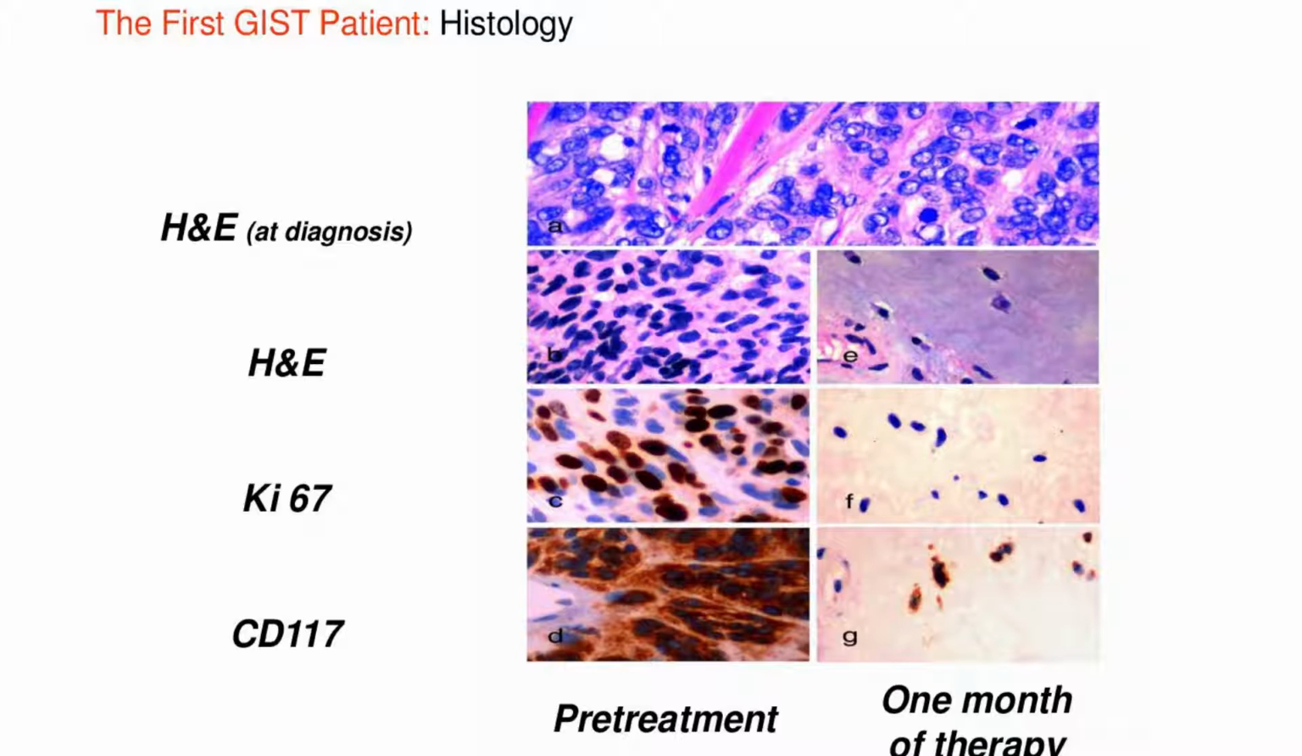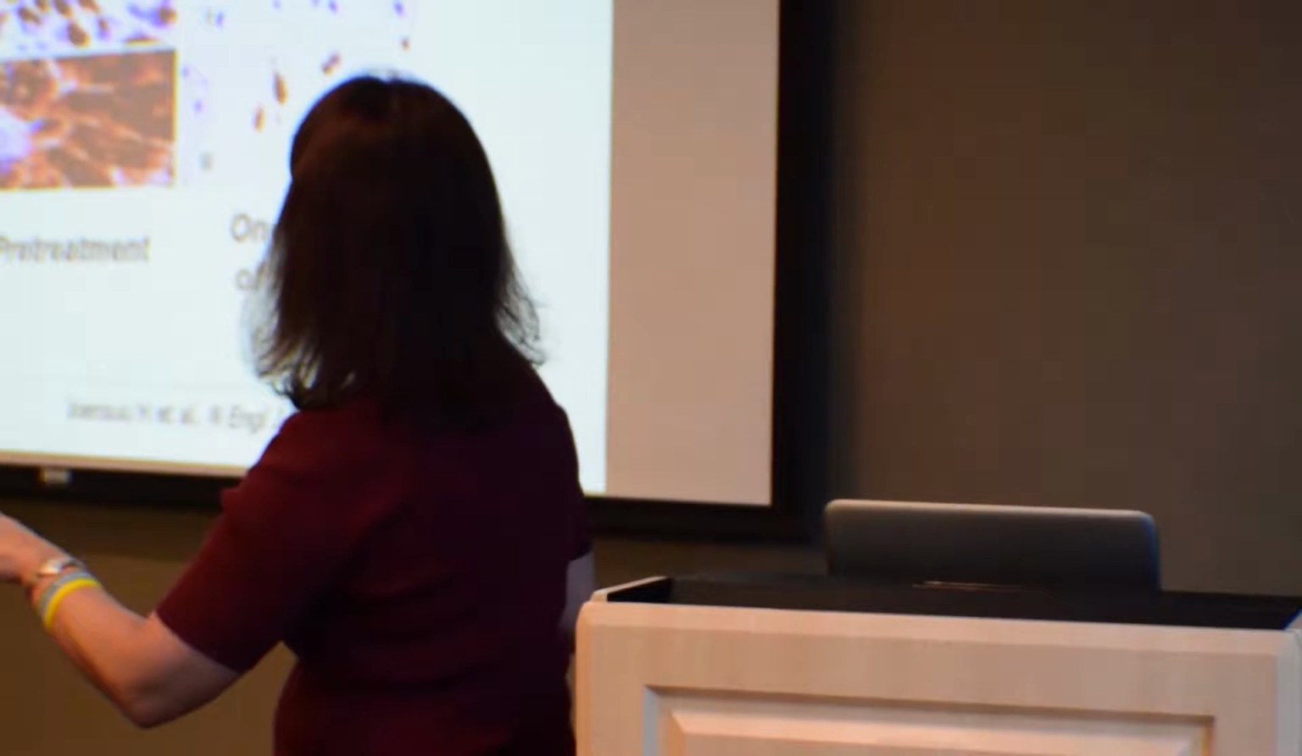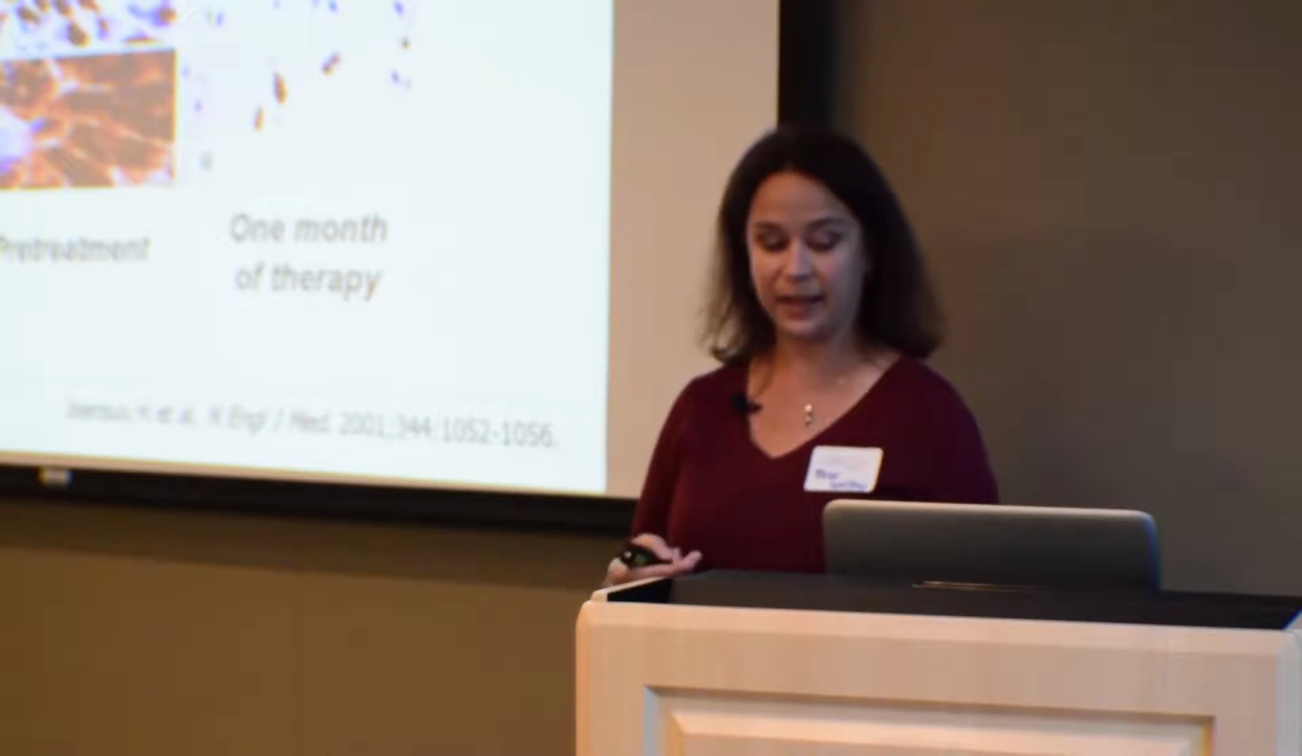After 1 month of Gleevec, just look at the difference. There's almost no living cells here, and in the ones that are, the KIT expression is way, way down. So this was sort of the early proof that you could actually block KIT using this drug.